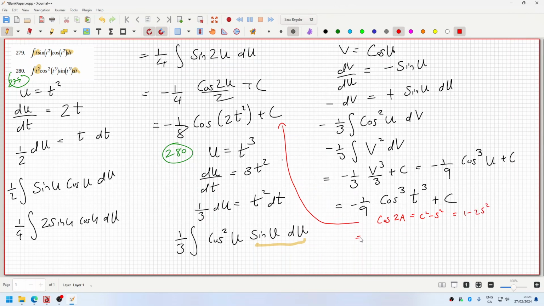So this would become minus 1/8. But the 1 can get absorbed into the c. 1 minus 2 sine t squared plus c. So that becomes 1/4 sine t squared. And then the c and the minus 1/8 can just be called a new constant, like capital C or something like that.